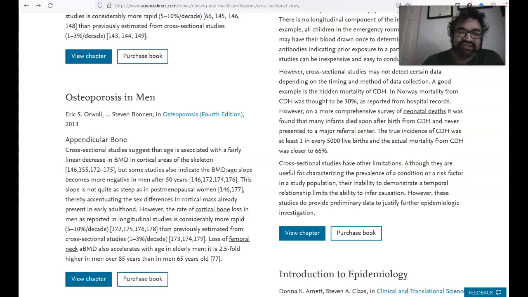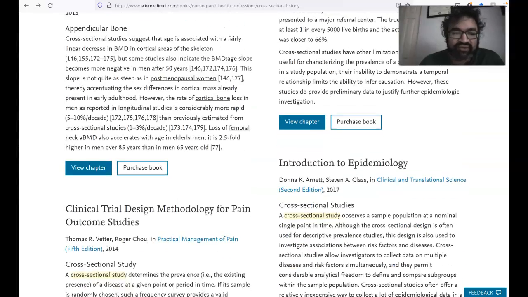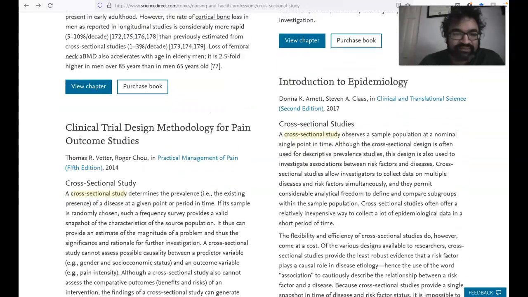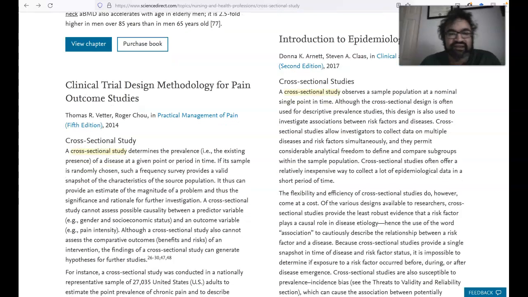And then osteoporosis in men, of course, I went over that. And then the cross-sectional study, of course, determines more the prevalence, the existing presence rather than the new incidence. So if the sample is chosen randomly, a frequency survey provides a valid snapshot of the characteristics of the source population, so it's representative. But you have to be careful to make it representative.